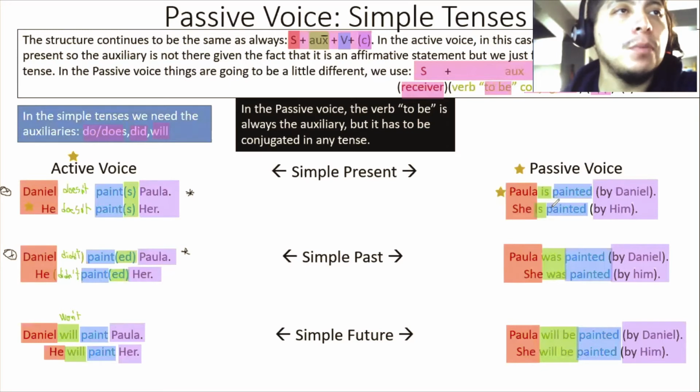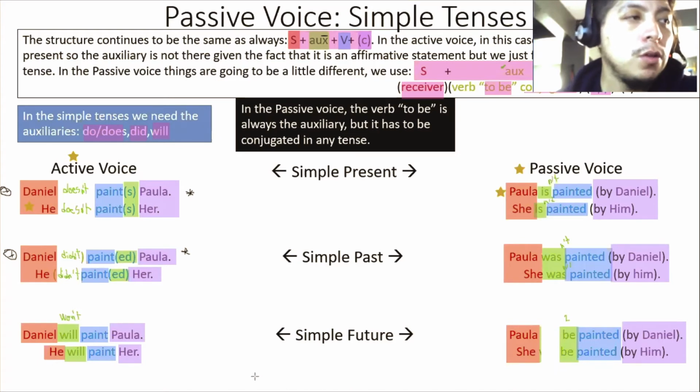What happens in the passive voice? In the passive voice, the auxiliary takes the negative. The auxiliary is the verb to be. So, Paula isn't painted. She isn't painted. Paula wasn't painted. She wasn't painted. And will be, remember that when you have two parts on the auxiliary, only the first part takes the negative. Only the first part will take the negative. So the only thing that you have to do is, instead of using will, you're not going to use will, you're going to use won't.